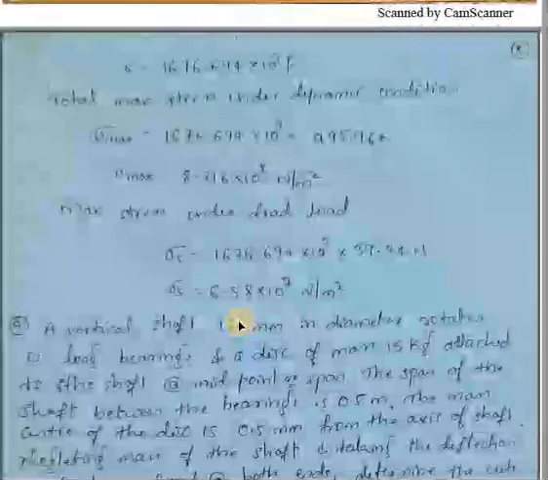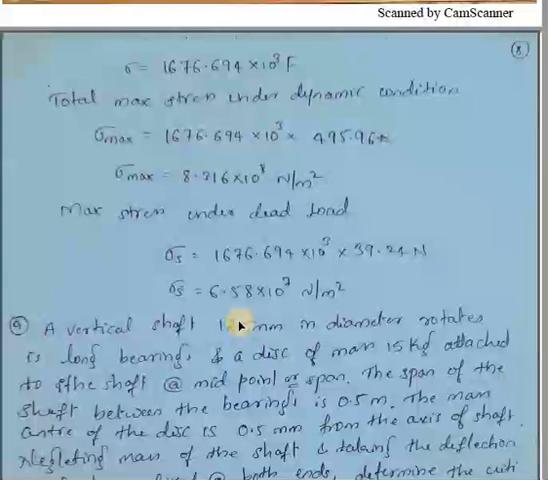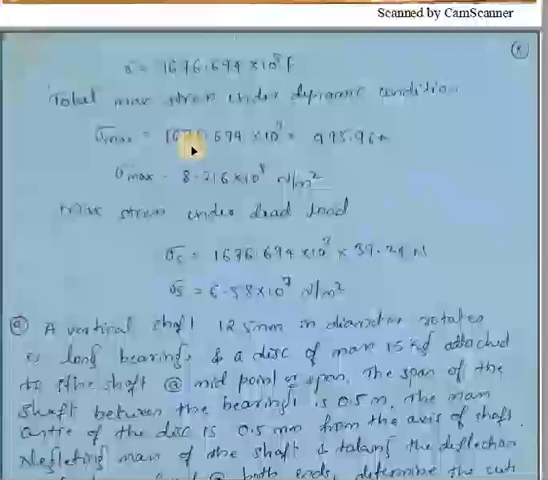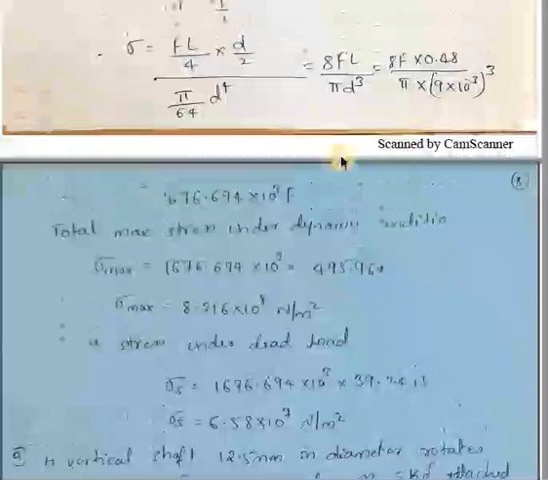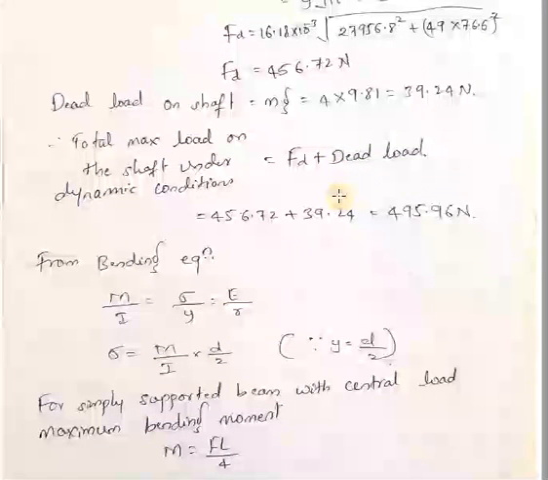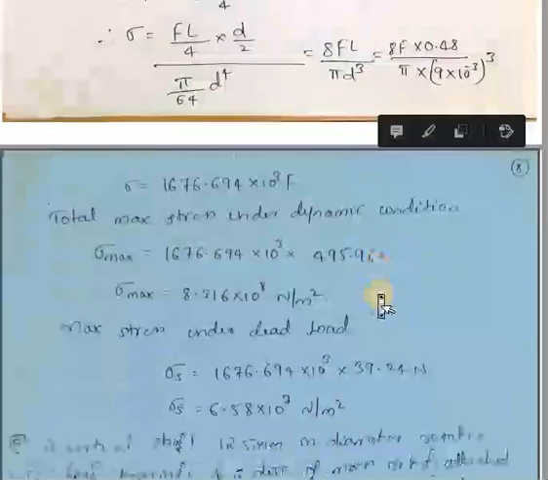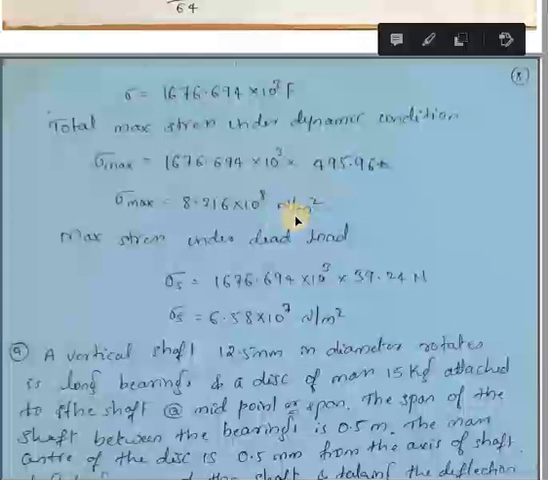So sigma will be 1676.694 into 10 raised to 3 times F. So the total maximum stress under the dynamic condition, sigma max, will be 1676.694 into 10 raised to 3, with F value 495.96, which we have calculated here. So sigma max will be 8.316 into 10 raised to 8 Newton per meter square.